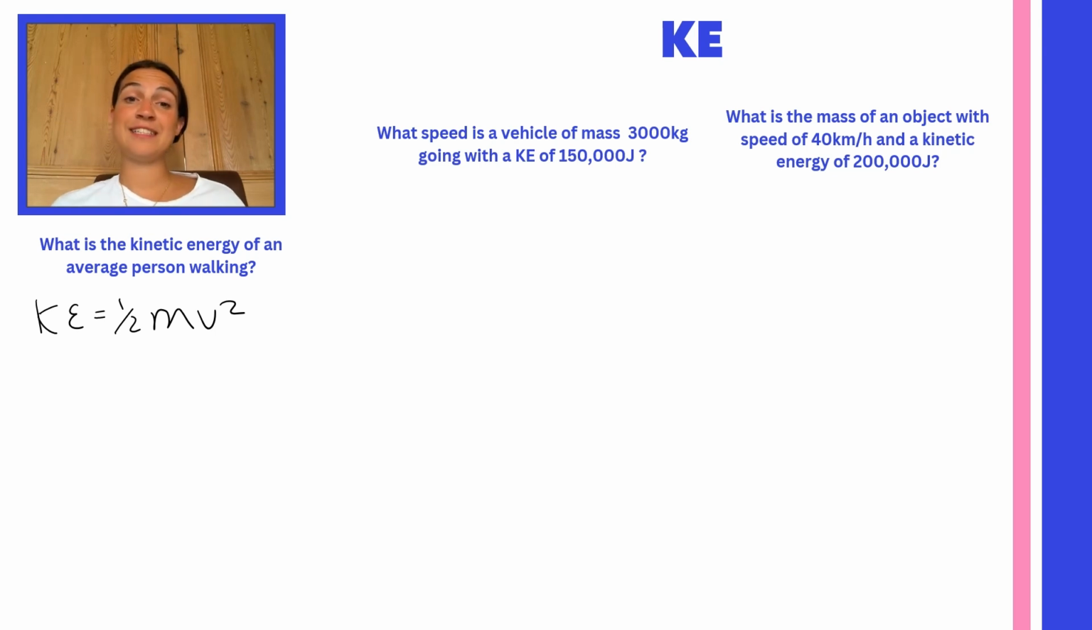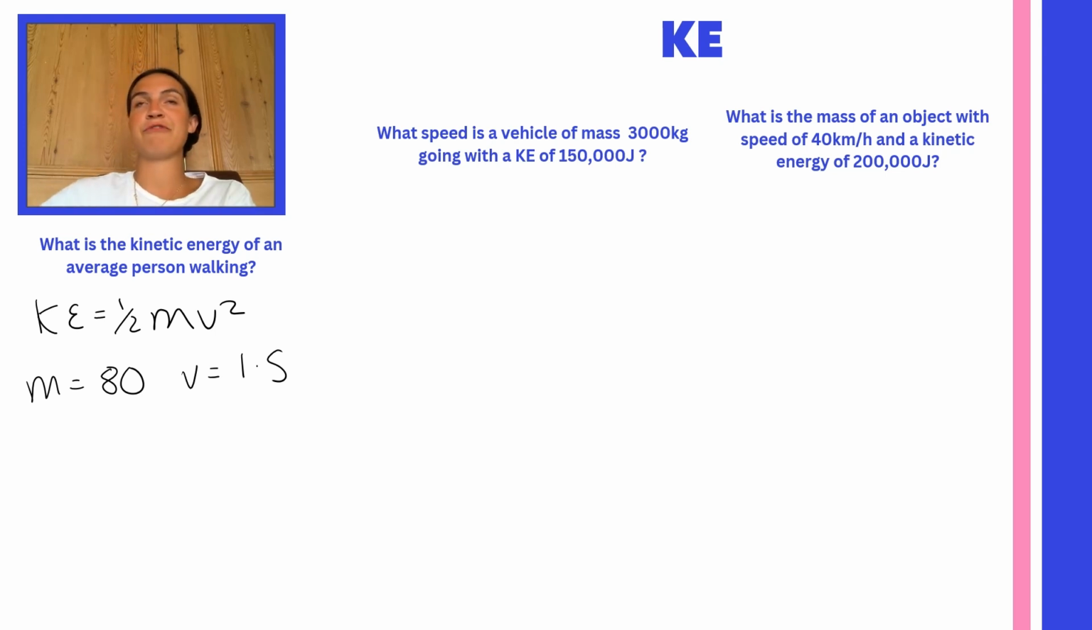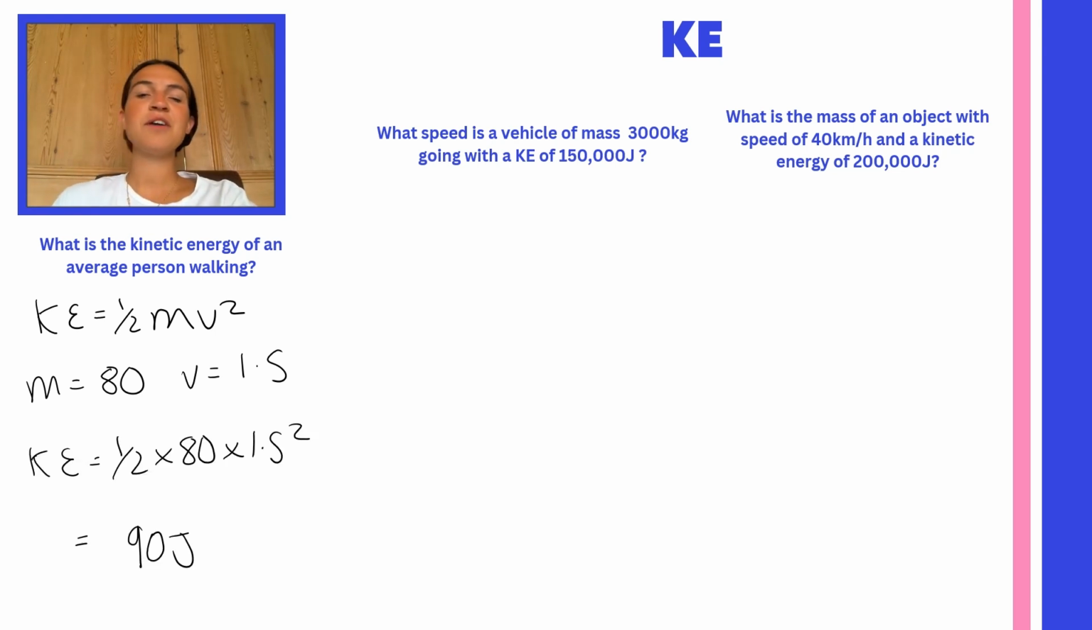So now I need to decide what's the average mass of a person and what is roughly their velocity if they're walking. Average mass of your average man would be about 80 kilograms, and a good estimate for a speed for walking would be 1.5 meters per second. So I can just plug those into my equation. Half times 80, mass, times 1.5 squared. Remember that squared, people often leave it out. And that is equal to 90 joules because it's an energy.